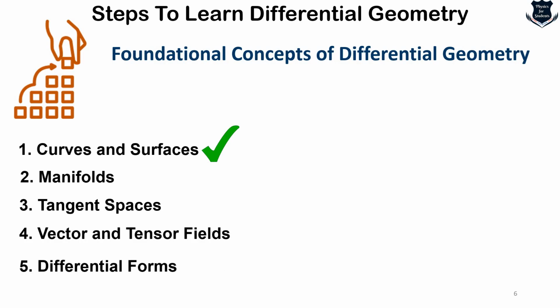The fifth point is called differential forms. Now these are actually generalizations of differential functions for integration on manifolds. After that comes the Frenet-Serret formulas. Now these formulas describe the kinematic properties of a curve in three-dimensional Euclidean space. What I'm trying to say is that they involve the curve's tangent, normal, and binormal vectors as well as the curvature and torsion.